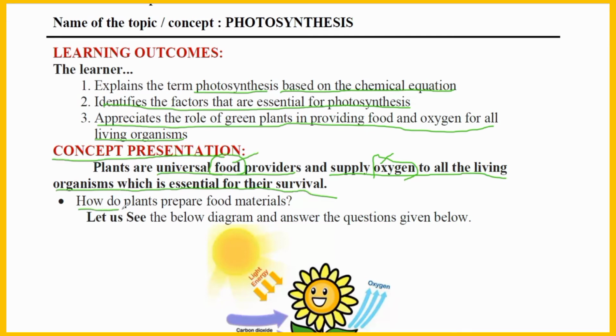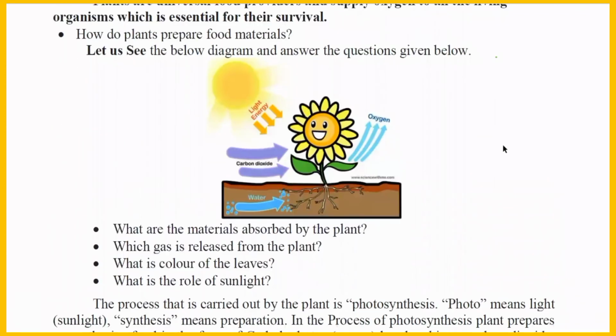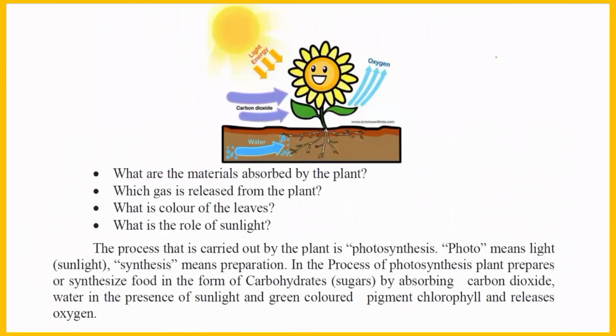Now, how do plants prepare food materials? Let us see the diagram below and answer the questions given below. Here we can easily explain how the plants prepare food and release oxygen. This picture is most important, you can see this picture.